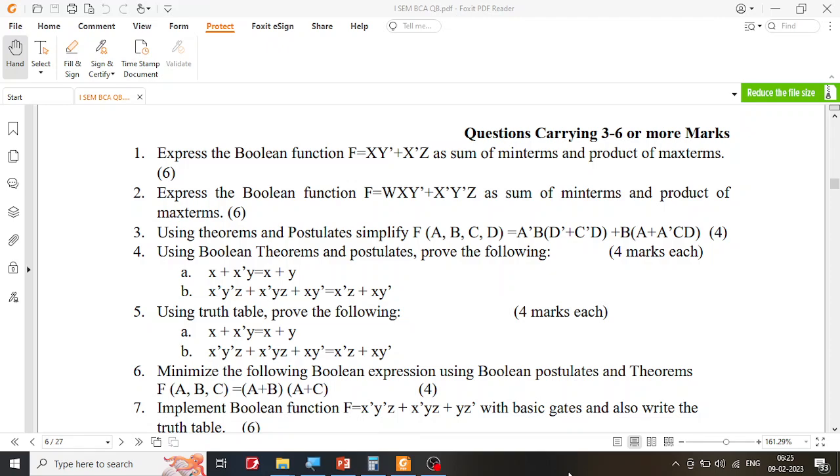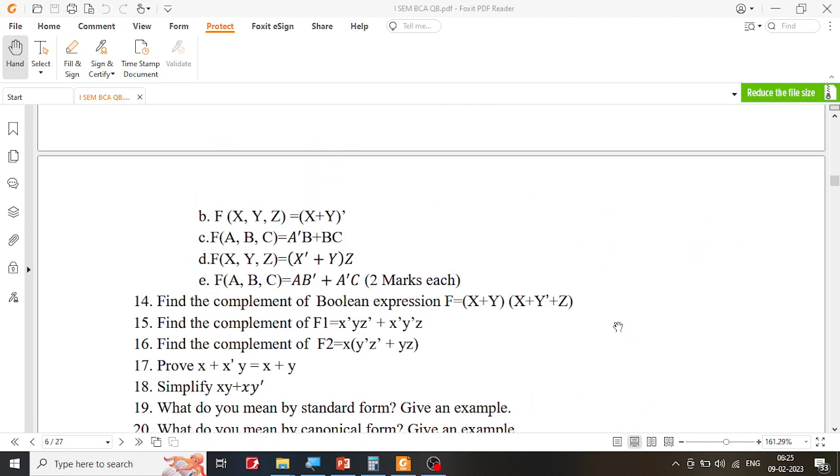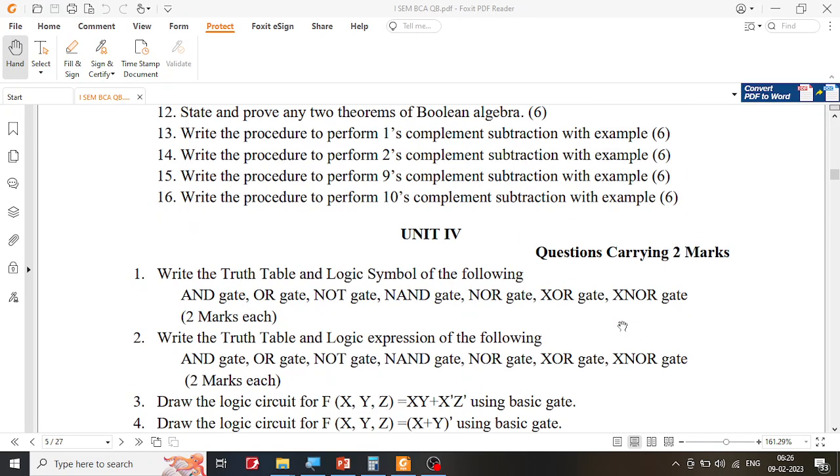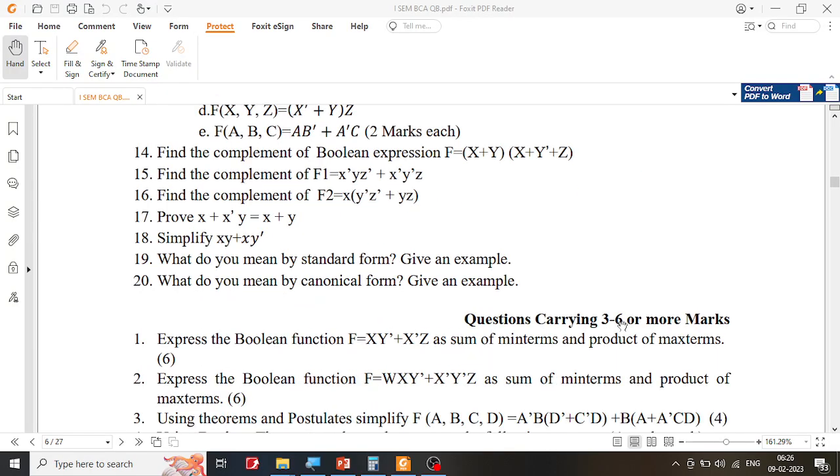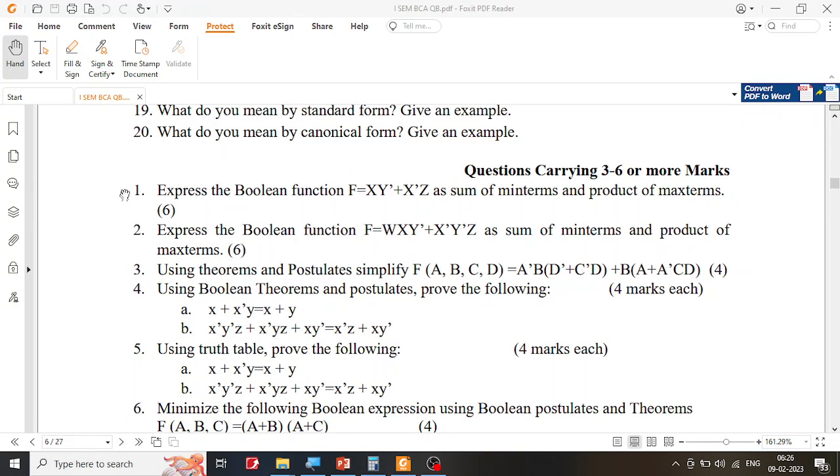In this session, I'm going to solve few of the problems which are listed in the unit 4 of your question bank, and these are the problems that I'm going to solve in the part B. So let's start with the first problem. You are given a boolean function, and we are supposed to express this function in the form of sum of minterms and the product of maxterm. So let's try to solve this one.